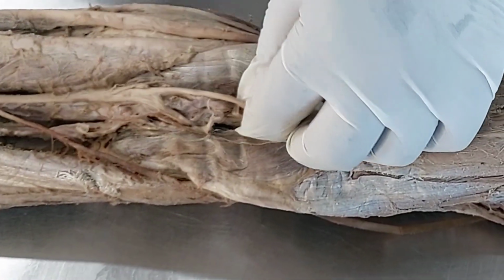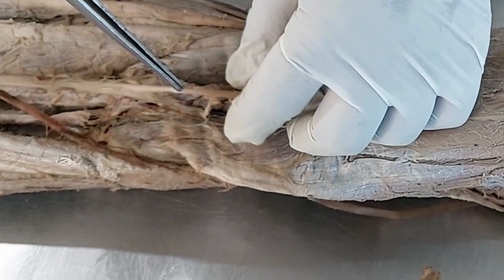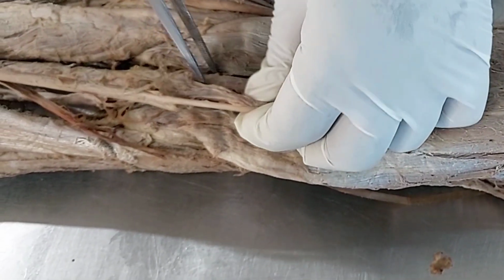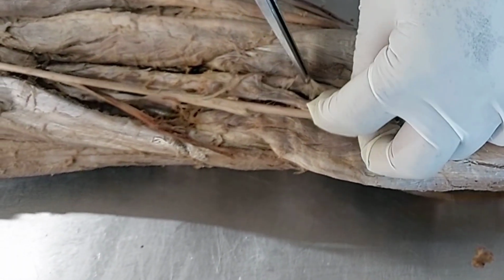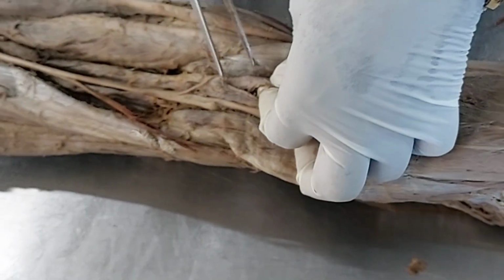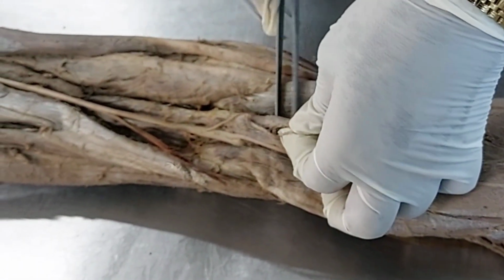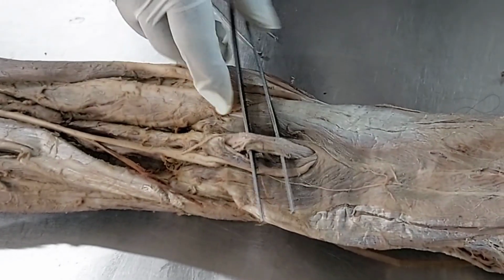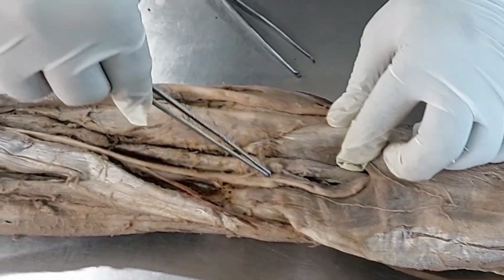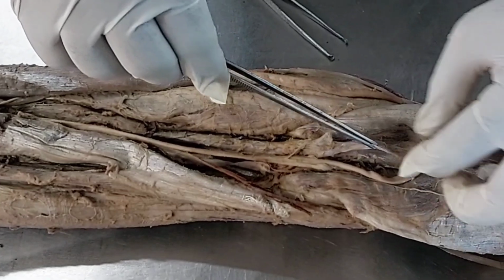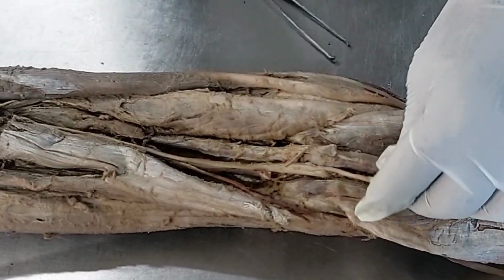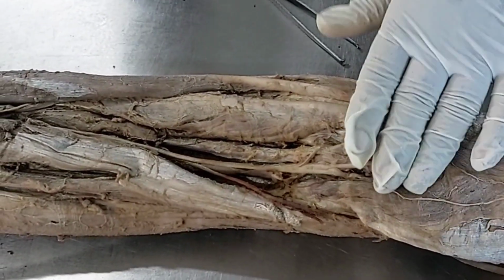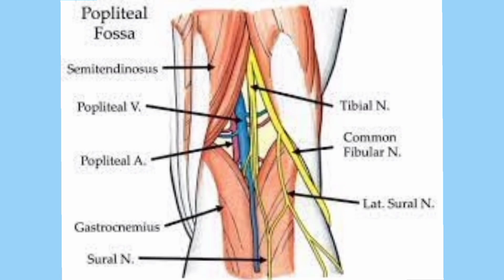So from superficial to deep, the structures are nerve, then popliteal vein, then popliteal artery. Artery is thicker. If you roll this artery with your fingers here, it is thicker, the wall is thicker compared to the popliteal vein, which has a thinner wall. This one, very thin. So these are the three important structures in the popliteal fossa.